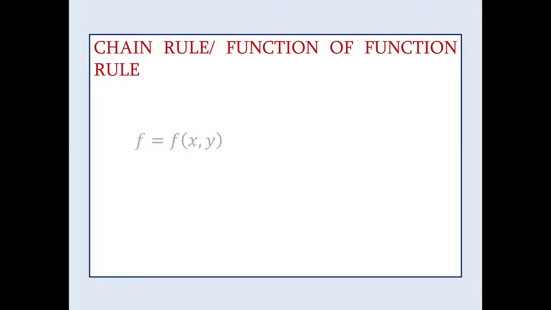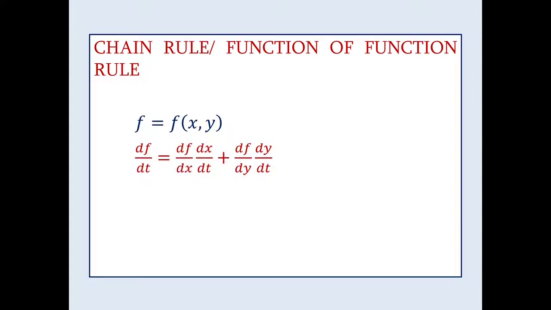Before moving into the next step, let us learn a mathematical formula called the chain rule, or function of a function rule. This rule helps us get the total time derivative of a function which depends on more than one variable. Here the function f depends upon both x and y. To get the total time derivative, df by dt, the formula goes like this: df by dx into dx by dt plus df by dy into dy by dt. This formula can be extended to any number of variables.